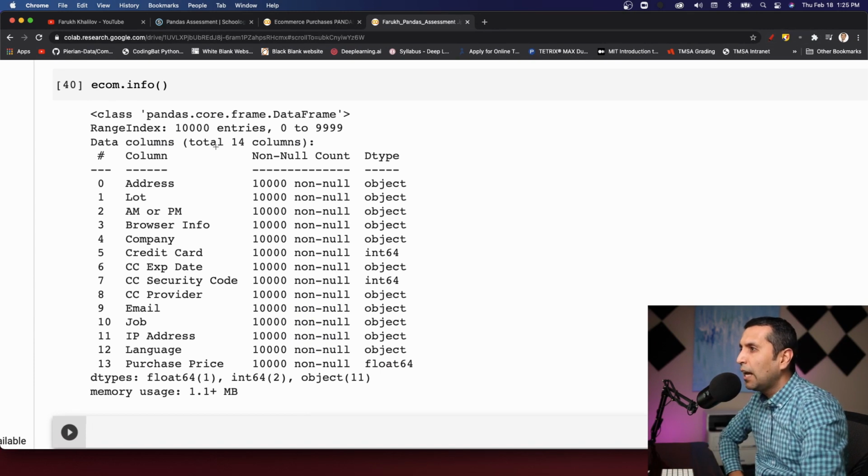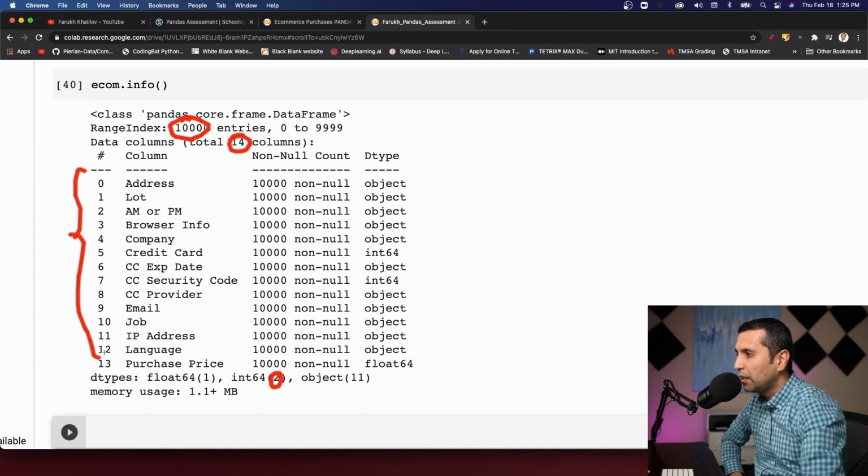It says that I have 10,000 entries and 14 columns. So those are my columns. But it says that two of them are integers and one of them is a float. What is a float? It's decimals. But the rest of them are strings.